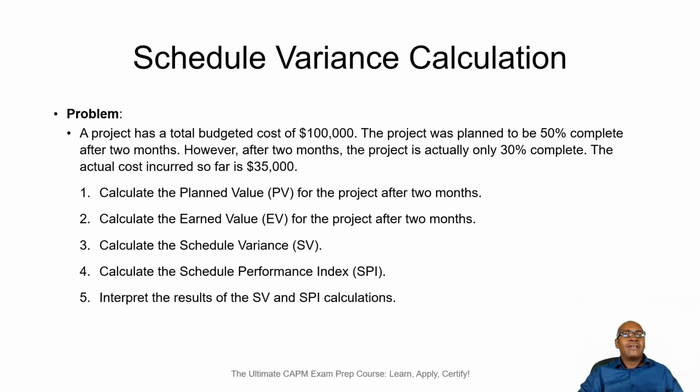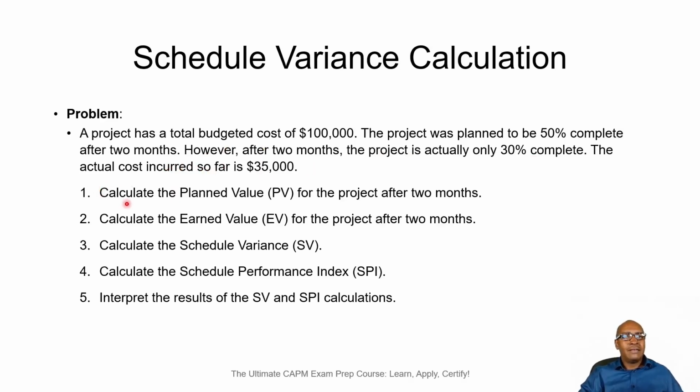Let's take a look at an actual example of a schedule variance calculation. We have a problem here. The problem says that a project has a total budgeted cost of $100,000. The project was planned to be 50% complete after 2 months. However, after 2 months, the project is actually only 30% complete. The actual cost incurred so far is $35,000.